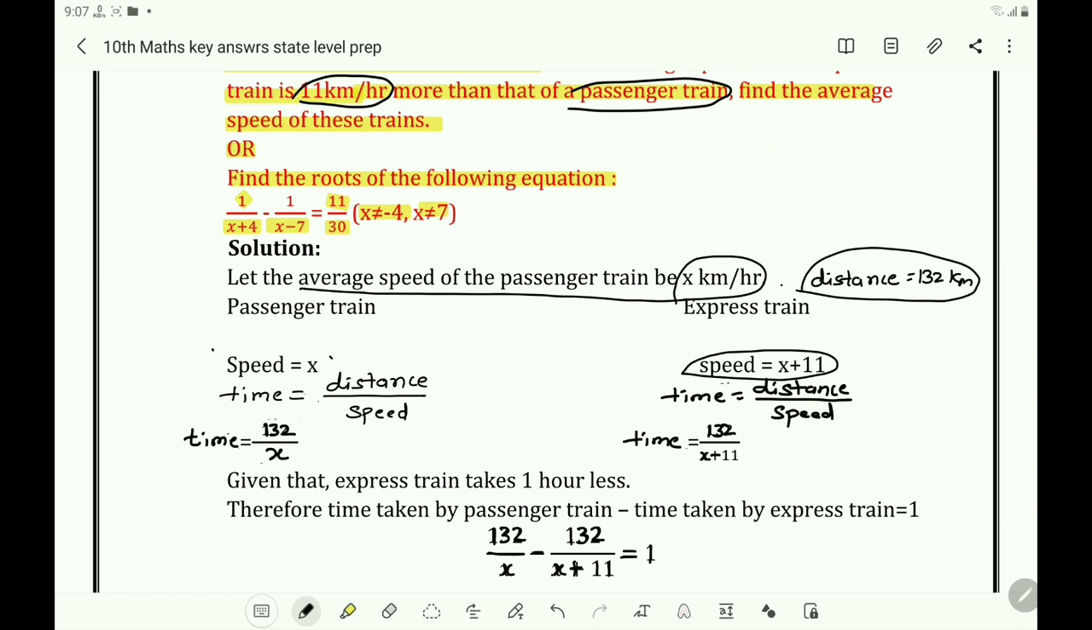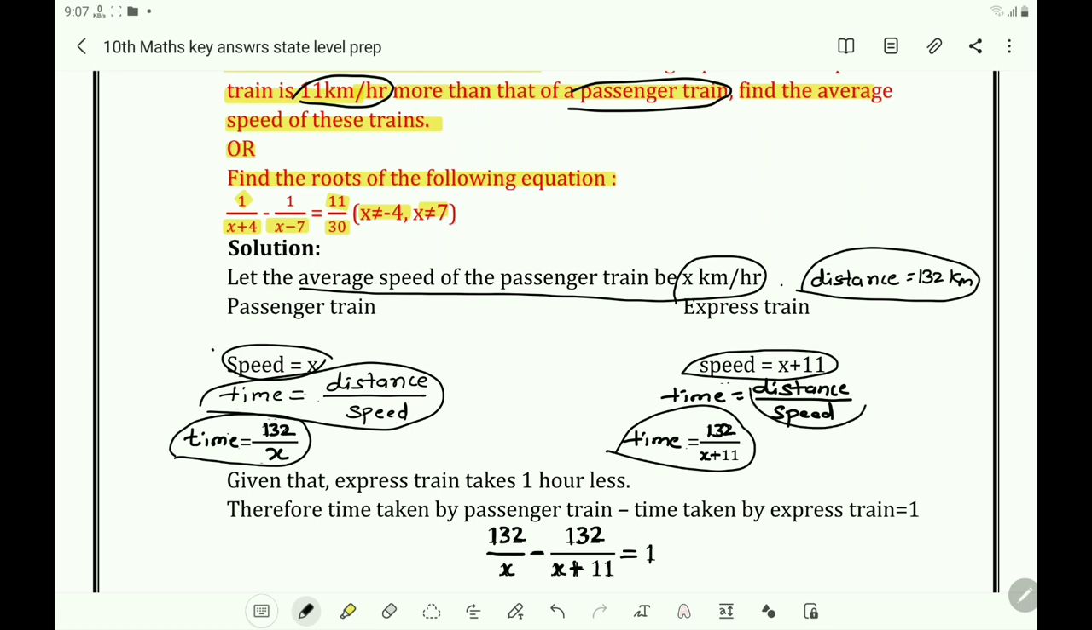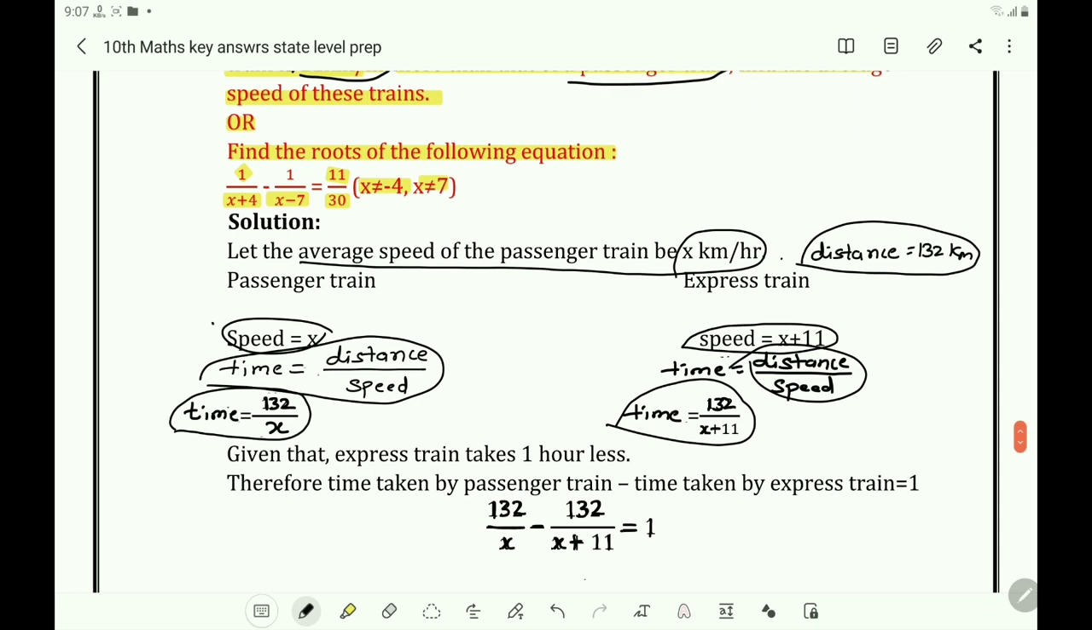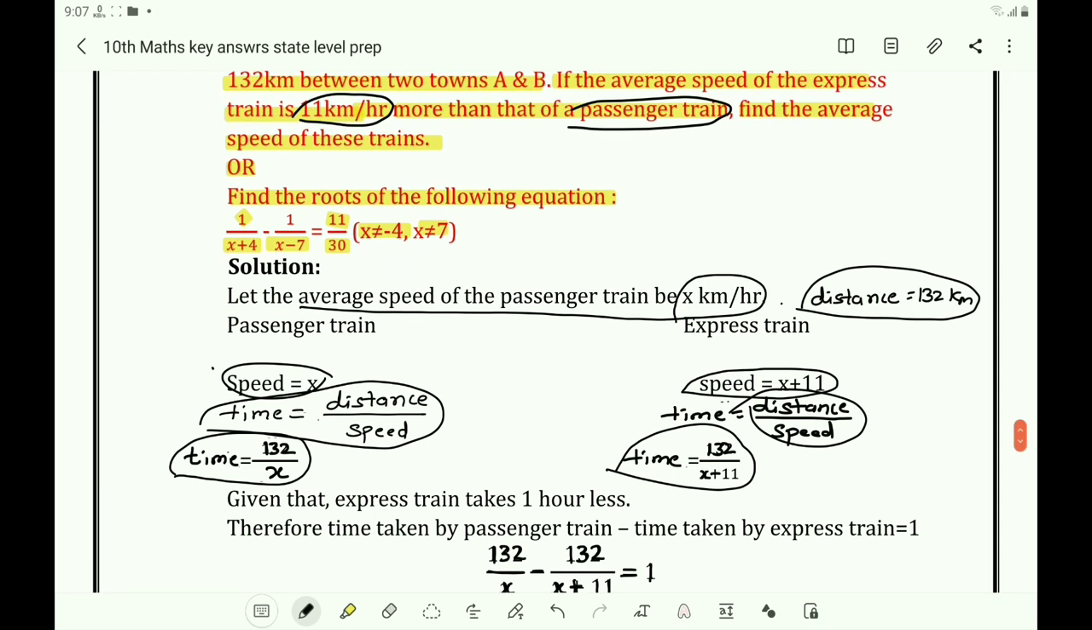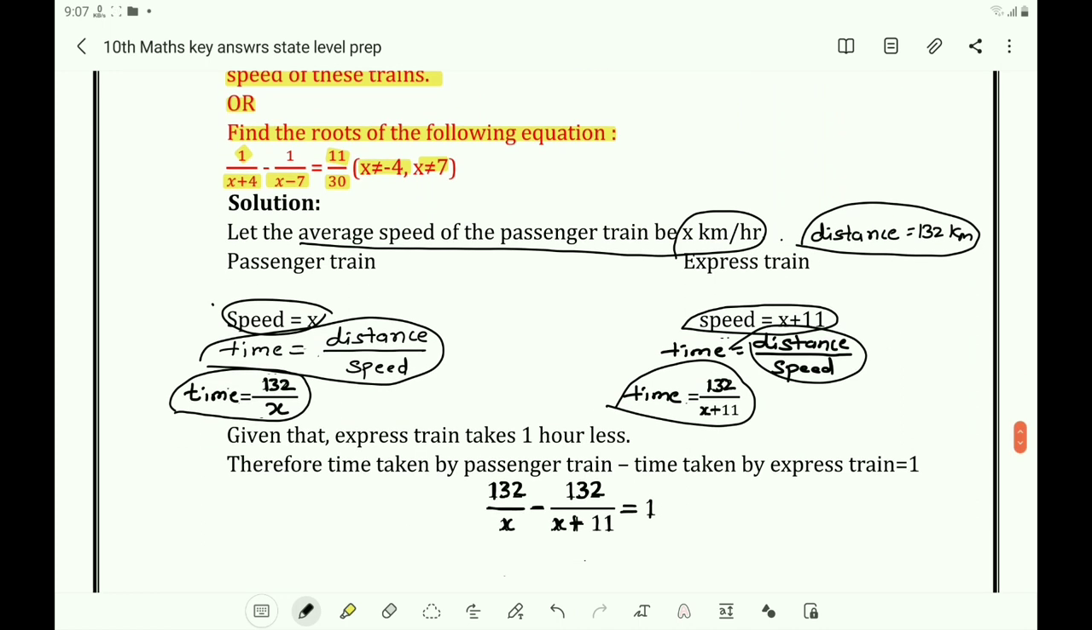For the passenger train, the speed is x and the time equals, you know, distance by speed. So the time taken by the passenger train is 132 by x. Similarly, the time taken by the express train is 132 by x plus 11. For this also you have to take time equals distance by speed, and it is given that the time taken by the express train is 1 hour less. Here it means the time taken by the passenger train is 1 hour more.